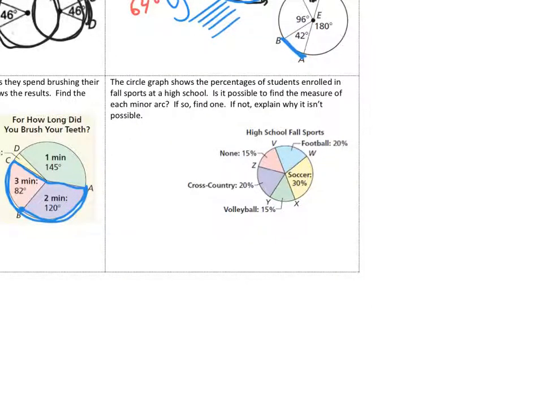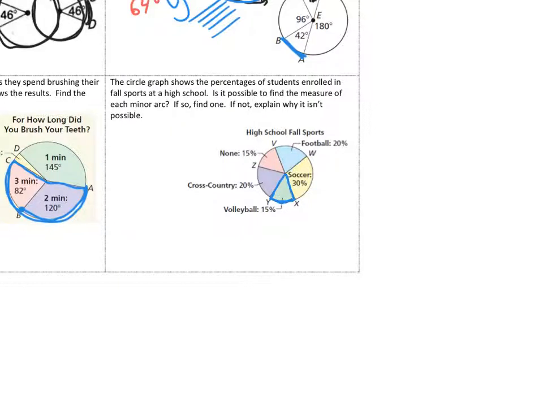All right, our last problem says a circle graph shows the percentage of students enrolled in fall sports at the high school. Is it possible to find the measure of each minor arc? If so, find one. If not, explain why it isn't. Well, it is actually possible for us to do this. Let's choose one. Let's choose volleyball. I'm going to highlight volleyball. It says 15% of kids play volleyball.